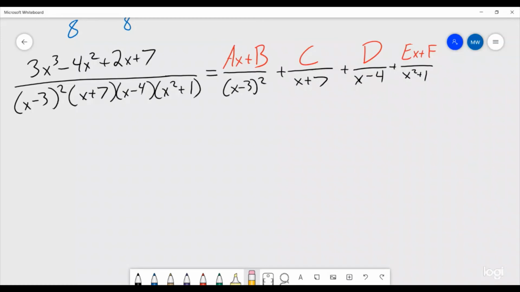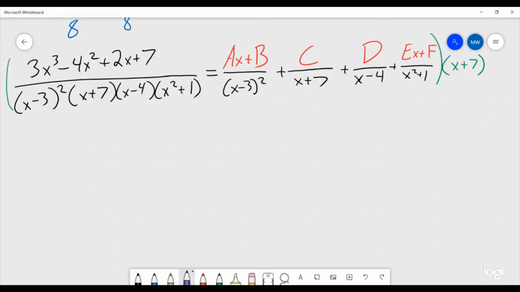So if we were to solve for c, what we would do is we would multiply everything by x plus 7. And so that would mean that this term would get canceled, this term would get canceled, but then everything else is multiplied by x plus 7. So then if we were to plug in x equals negative 7, we would then be able to solve for what c would be, and then similarly for d. Now, that's going to take quite a bit of time, so I'm not going to walk through it, but that would be the process we would go through and do.